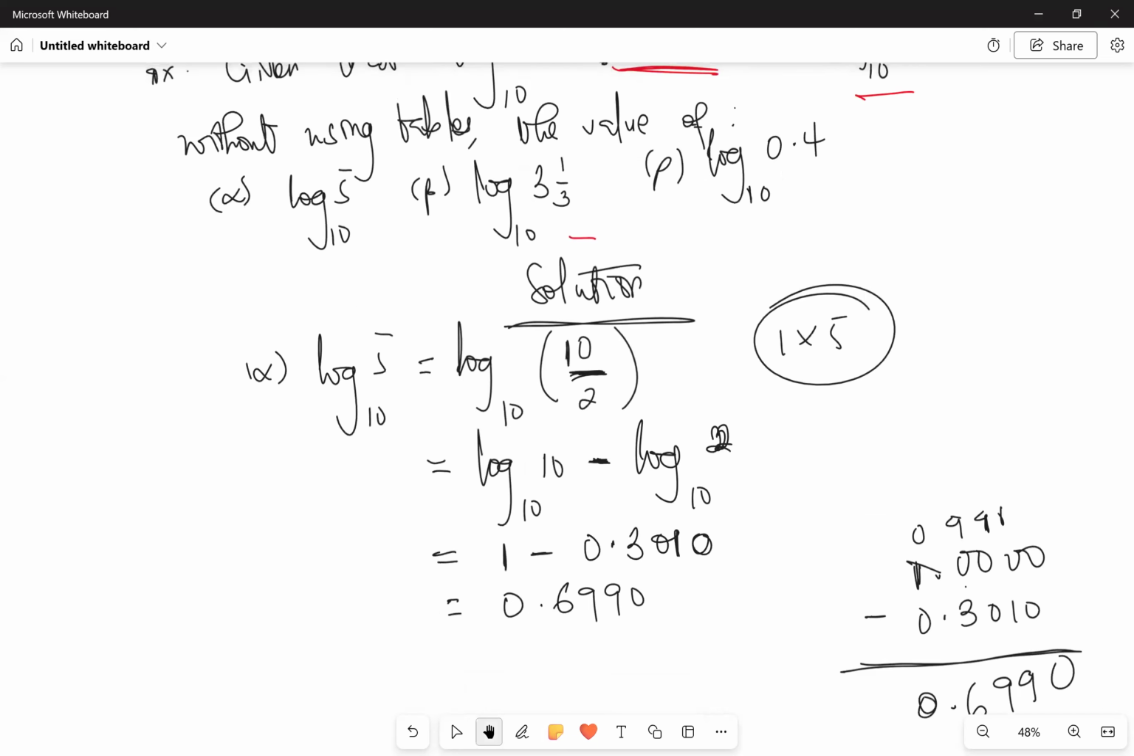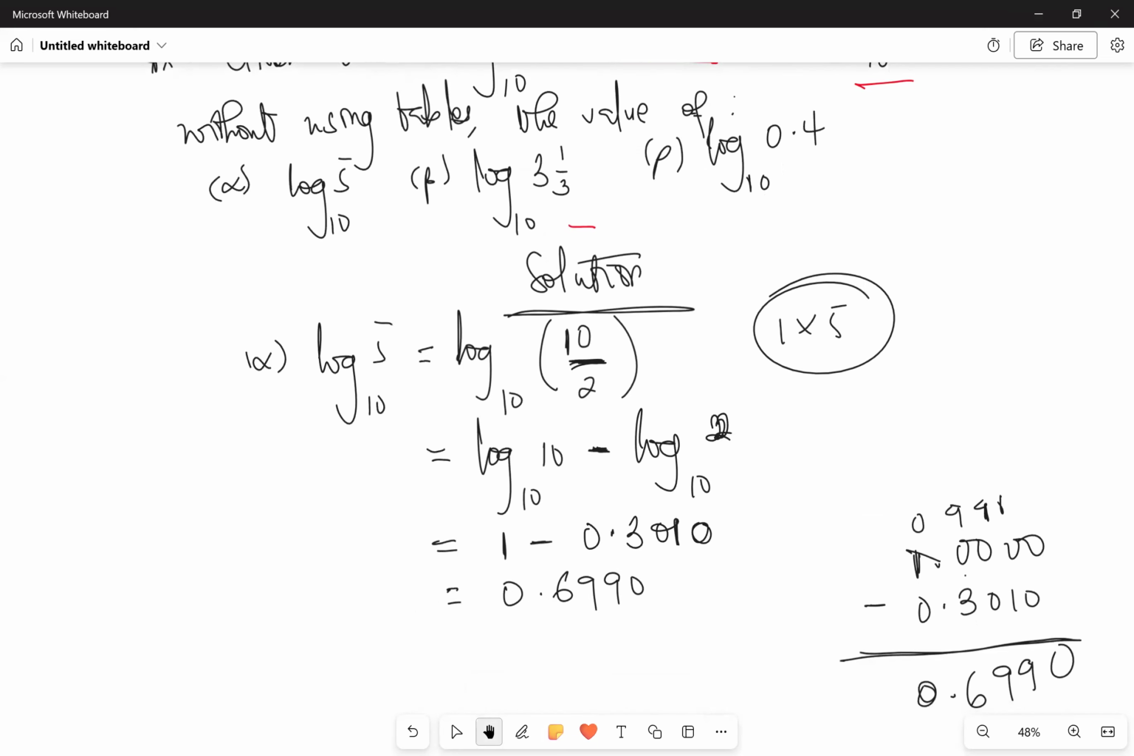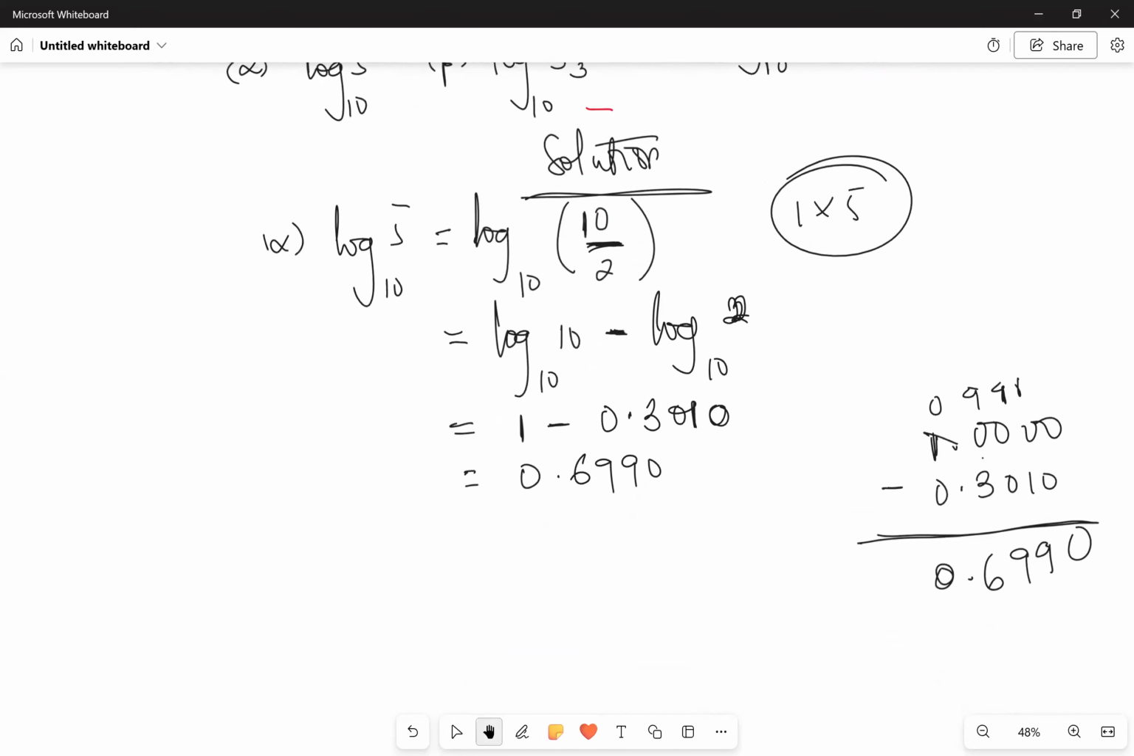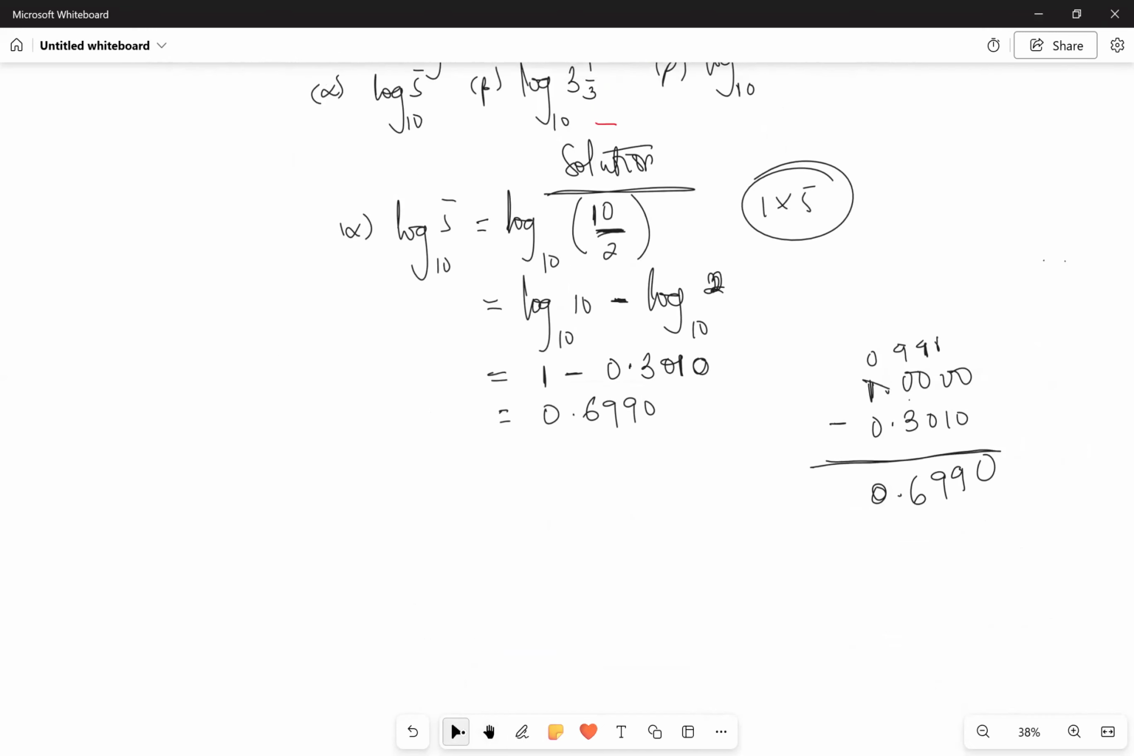It's the same thing we're going to apply. So I see log of 3 whole number 1 over 3, base 10. So for a question like this, you should simplify it first.